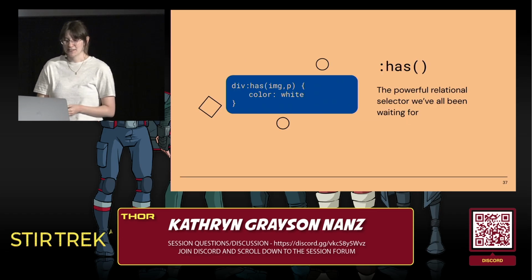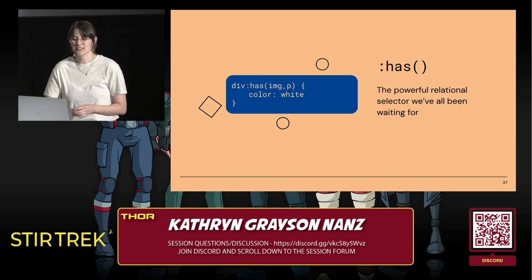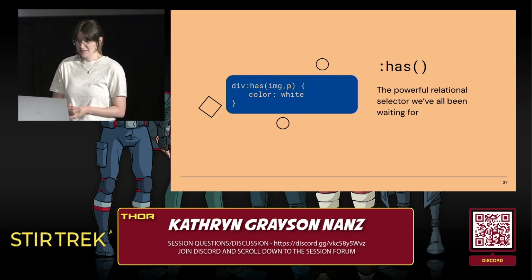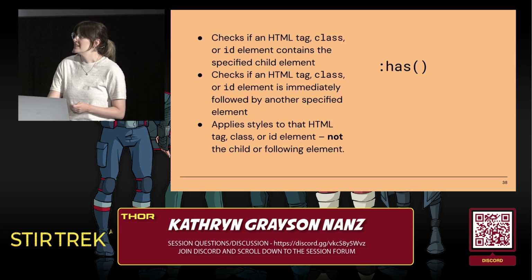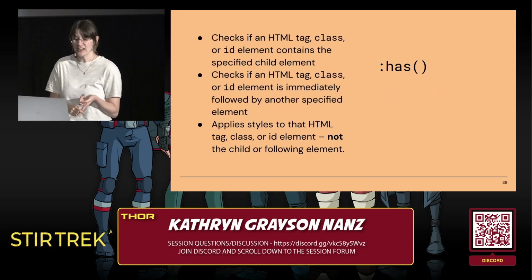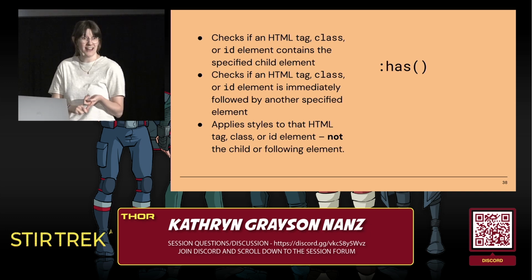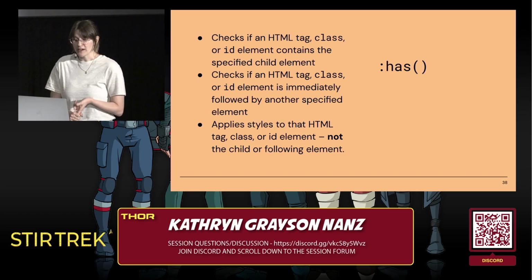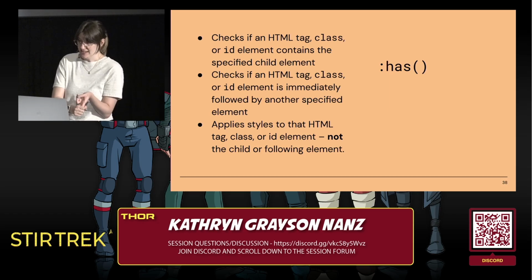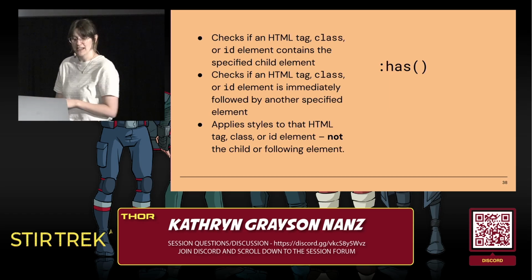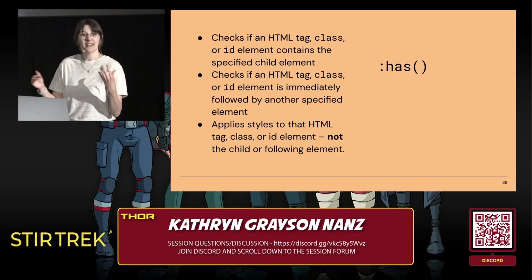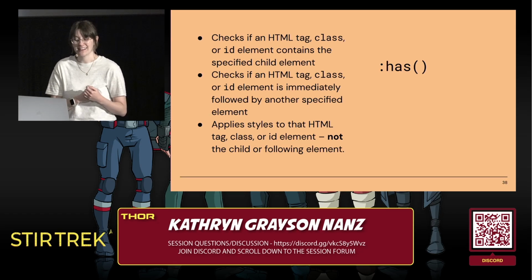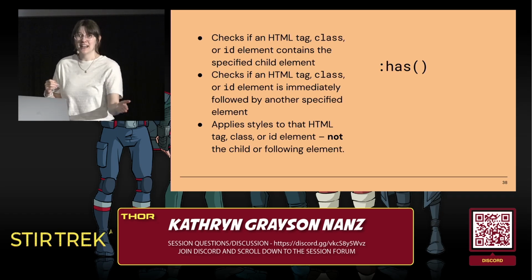Now, the has pseudo class is a really interesting one, so I do want to spend a little extra time here, because there's a couple different ways that we can leverage it. The has pseudo class does two main things. It can check to see if an HTML tag, class, or ID element contains a specified child element, or it can check to see if that tag, class, or ID element is immediately followed by another specified element.